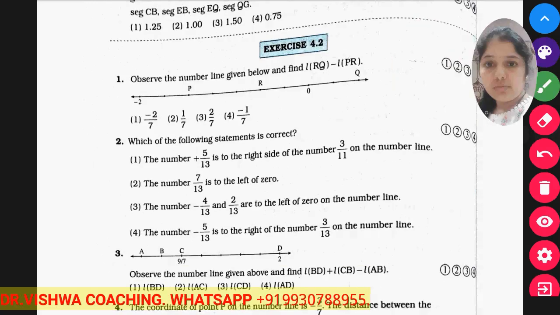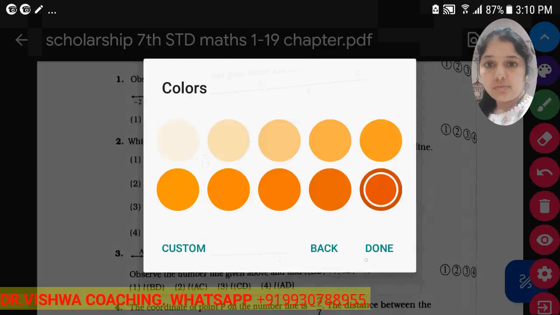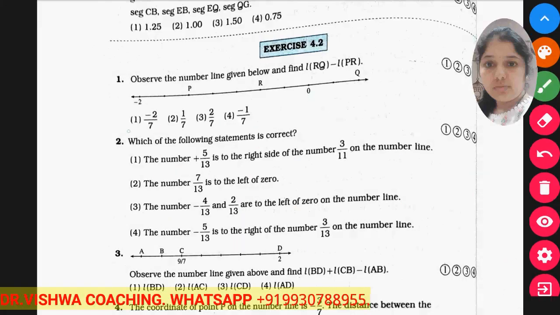Okay. Now the next exercise. Again observe the line: length of PQ minus length of RQ minus length of PR we have to find out. Now see length of RQ and length of PR. Okay. Now if you look carefully, this P corresponds to which point? Here is 0 and here is -2. 1, 2, 3, 4, 5, 6, 7 equal parts. Means 1, 2, 3 you left.